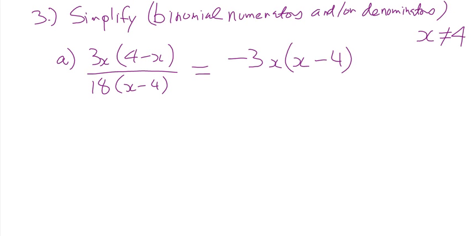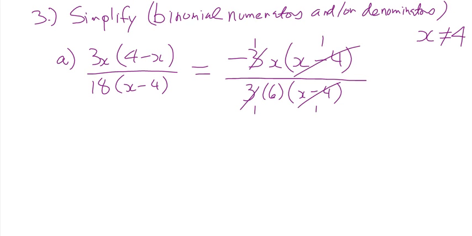Exact same. Okay? Now we go to the bottom and say, well, I'm going to write the 18 as like 3 times 6 times x minus 4. Okay, common stuff that can be canceled. The 3's, the x minus 4's. We're left with negative x over 6.